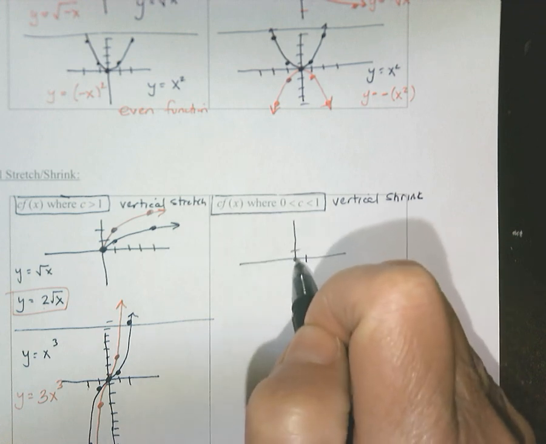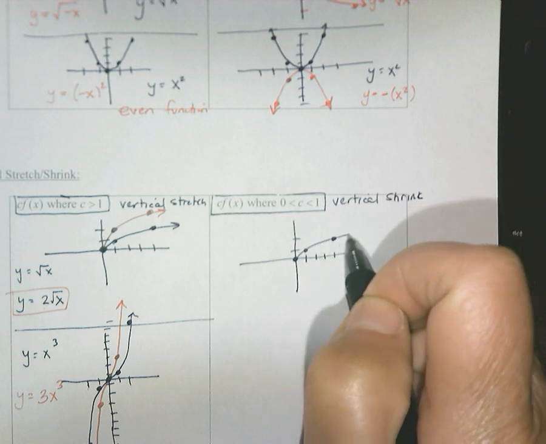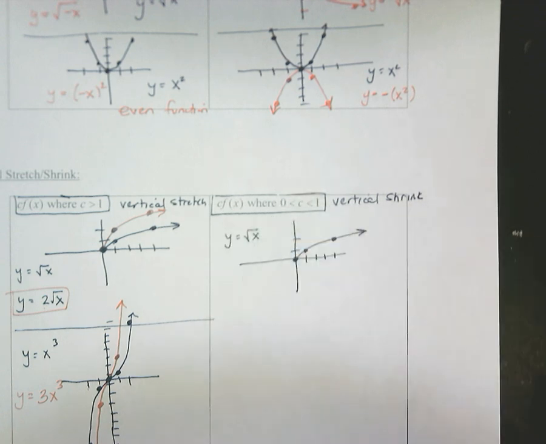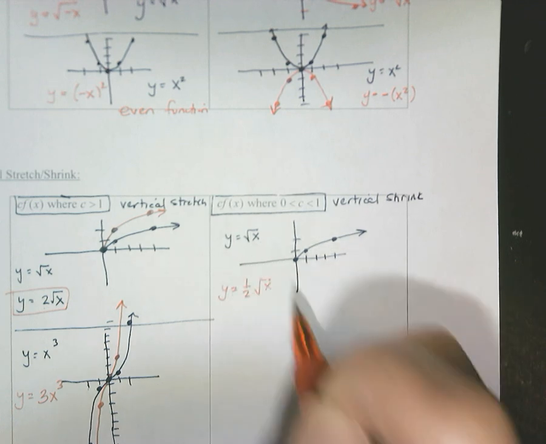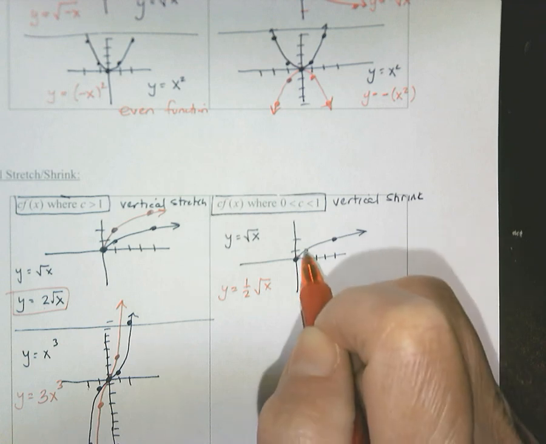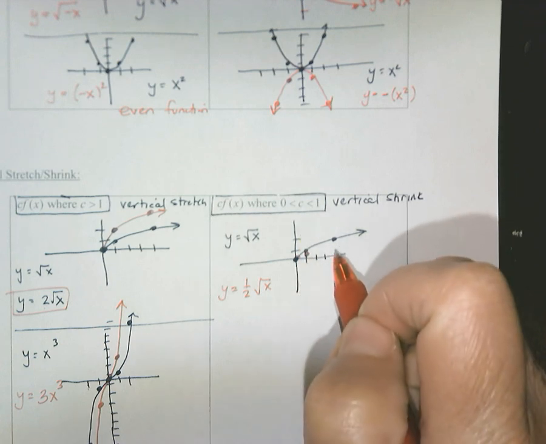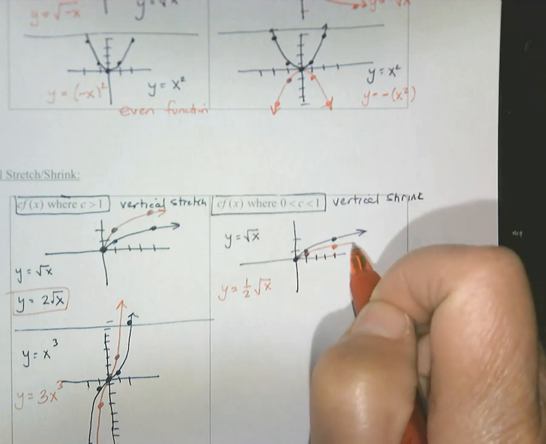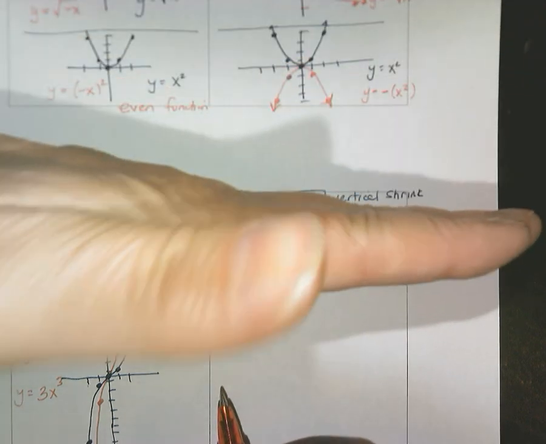I'll give you a couple examples. Back to my square root function. So this is y equals the square root of x. And let's pick y equals 1/2 square root of x. So I'm still going to have 0, 0. And then instead of going to 1, 1, I'm going to have 1, 1/2. Instead of going to 4, 2, I'm going to have 4, 1. I'm cutting the y values in half. So you can see it has pushed it down.